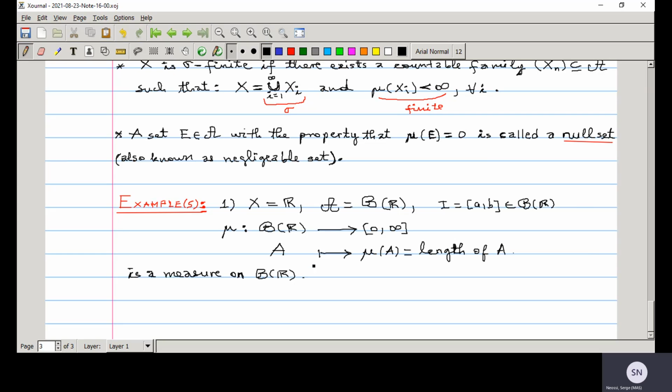Let's take an example, right? Let me take an example. The length is always positive. We know that the length is always positive. Mu is greater than or equal to 0. It can also take infinity, right? You see that. Length is always positive.